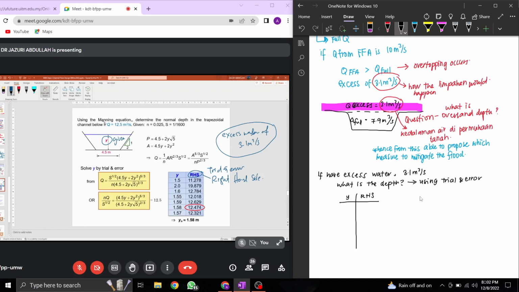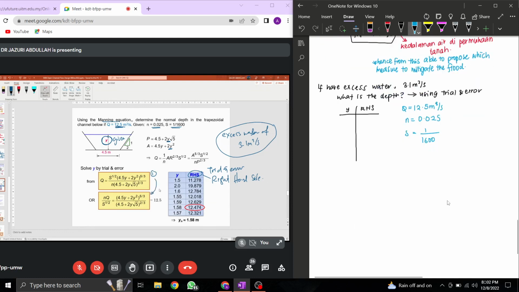So using the Manning equation, so determine the normal depth in the trapezoidal channel below. So if Q equal to 12.5 meter cube per second, so n equal to 0.025 and S is slope as the one in 1600. Okay, so basically in this case you don't know what is the new y because you have been given the Q. Of course you still can calculate apa benda yang berlaku. So the P untuk trapezoidal boleh gunakan equation yang sedia ada. So instead of you ada H value ataupun y, so now has been replaced with the y parameter and then y parameter. So jadi you punya equation tu dia akan jadi seperti nombor 1 and then dia akan pergi kepada nombor 2.